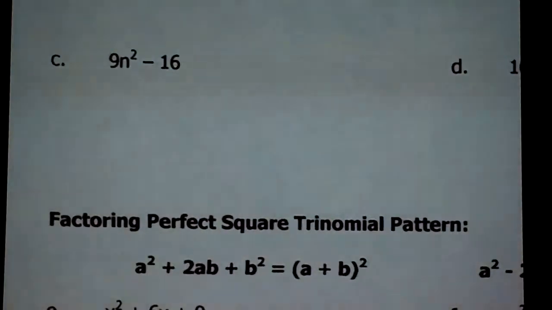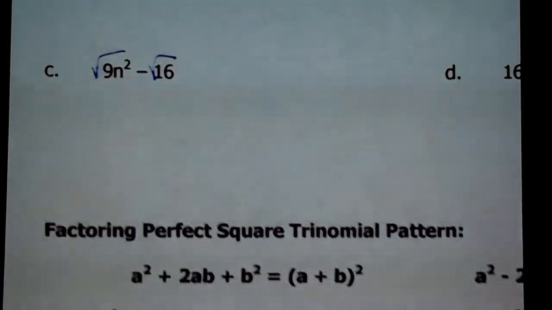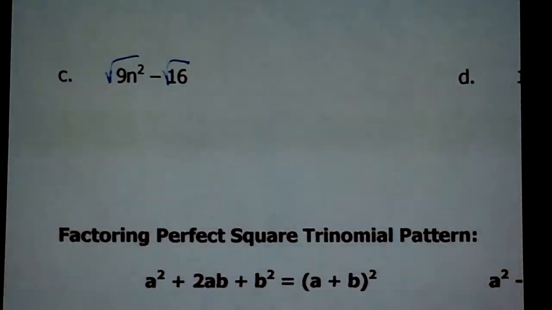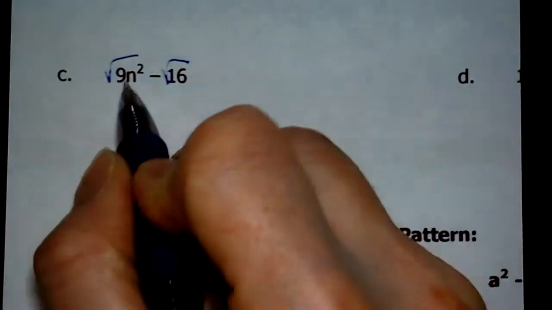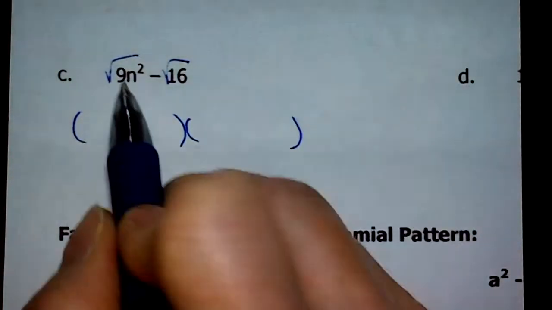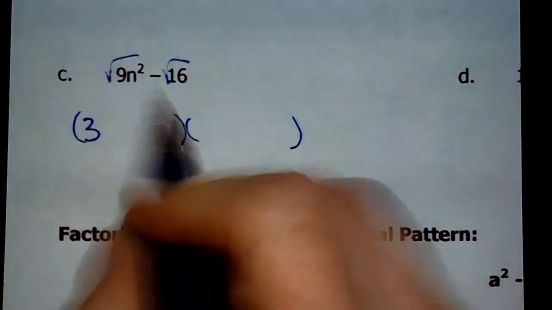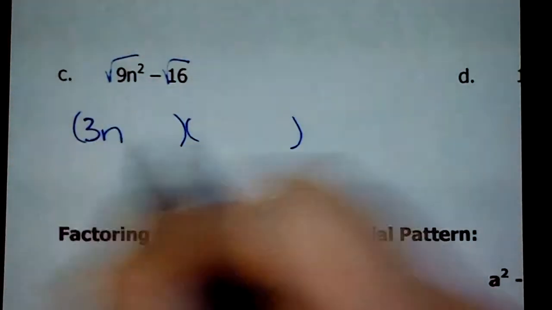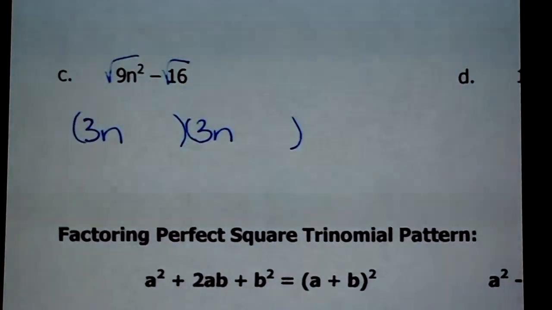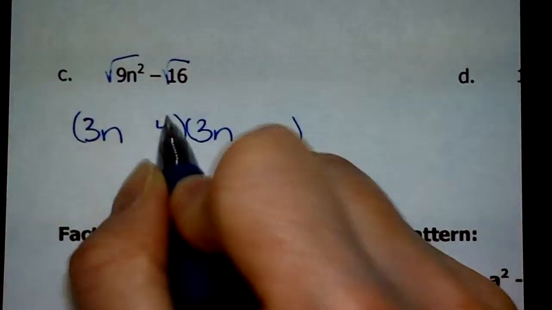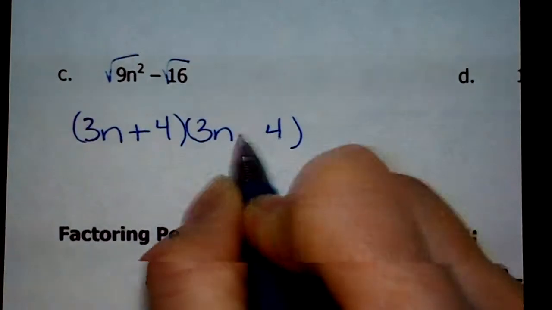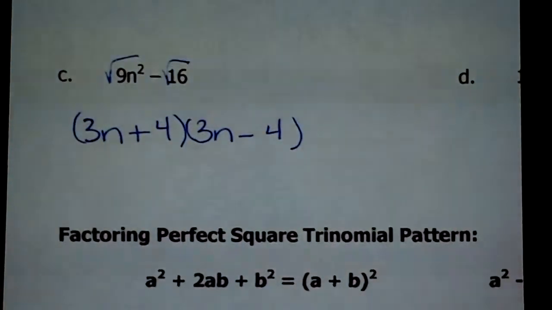All right, letter C, maybe hit pause and try C and D. You can do that. All right, perfect square minus another perfect square. Notice none of these have a B, right? There's no B term in here. It's just an A term and a C term. All right, the square root of 9n squared. Well, the square root of 9 is 3, and the square root of n squared is n. So I'm going to have 3n is my A. And the square root of 16 is 4. And I know it's a plus minus because that's what happens.